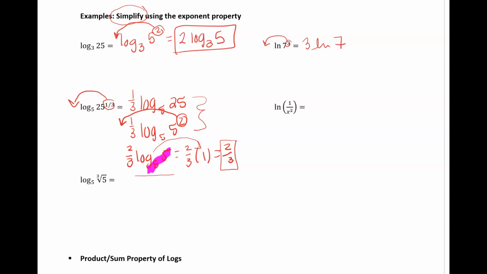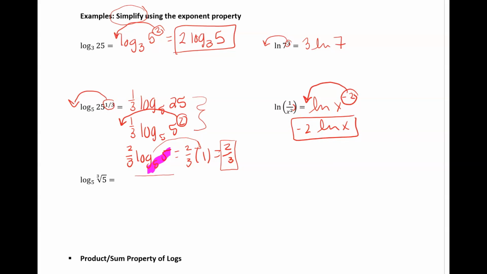Let's look at the next one, ln of 1 over x squared. Well, remember properties of exponents from Algebra 1, you could bring that up, and that would be ln of x to the negative 2. And then with the exponent property of logs, I could bring that out front. So I get negative 2 ln x, and that's my answer. We're just rewriting stuff.